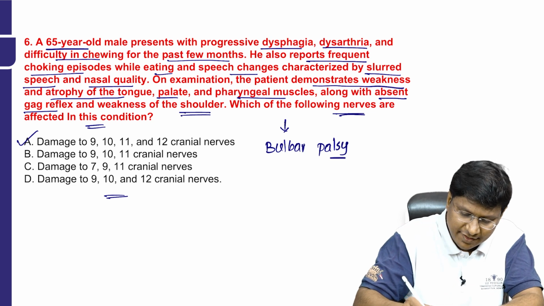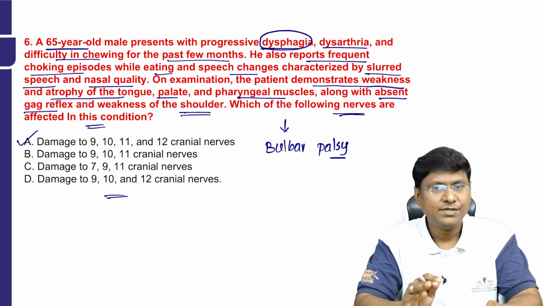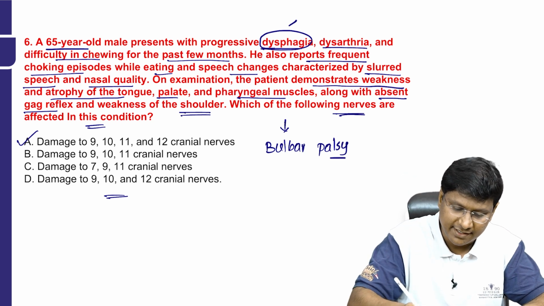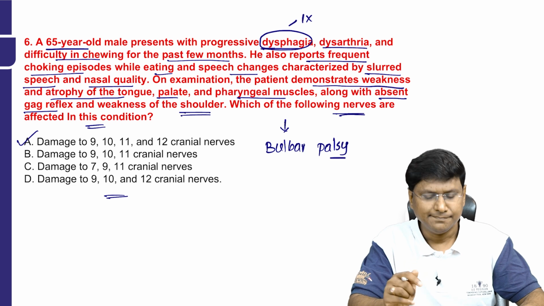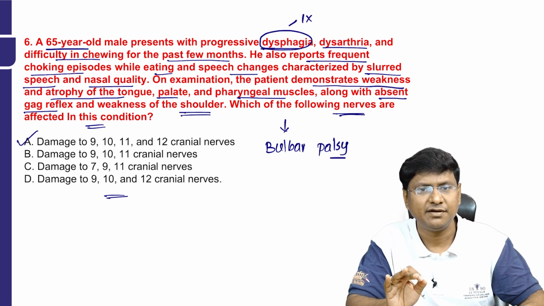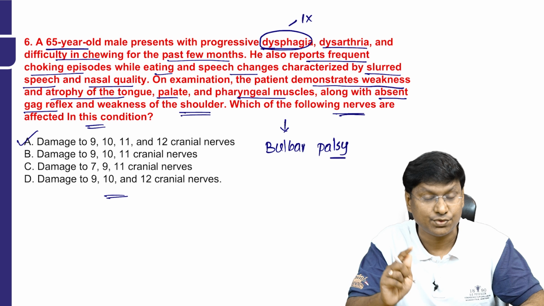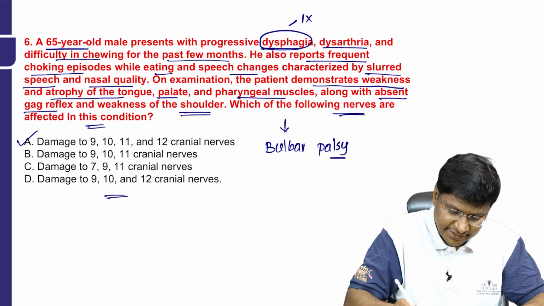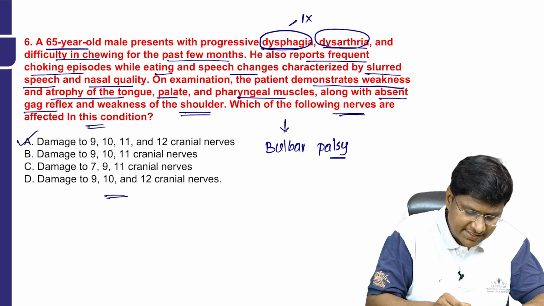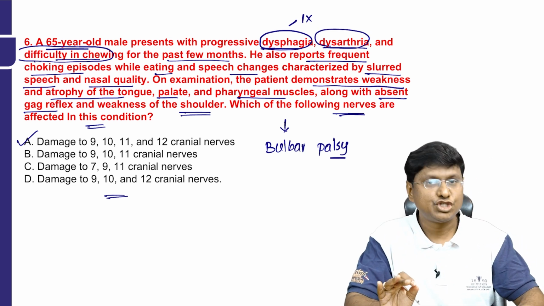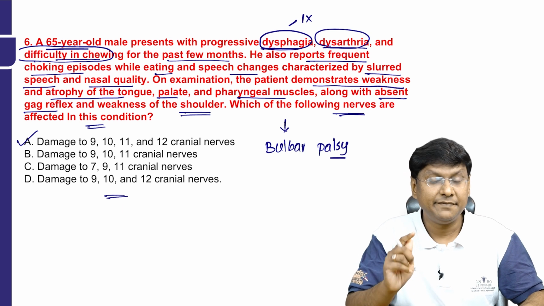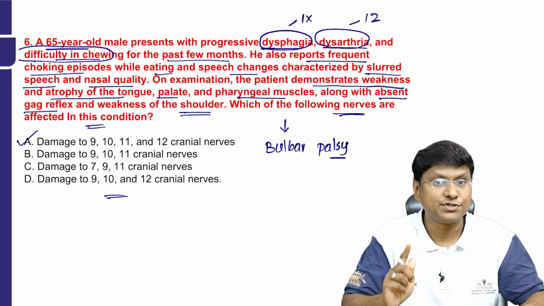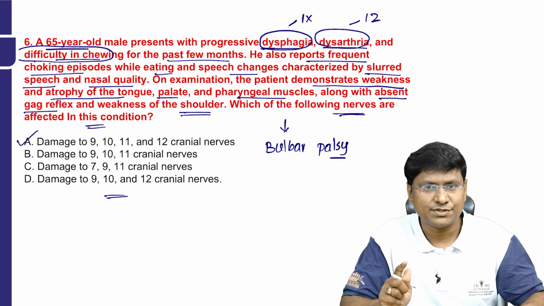So the patient is having dysphagia. What is the cranial nerve which is being affected? That is the ninth cranial nerve, the glossopharyngeal, because the glossopharyngeal is responsible for innervating the pharyngeal muscles which are required for swallowing. The next important point is that the individual is also having dysarthria as well as difficulty in chewing. That means the individual has paralysis of the tongue, which corresponds to cranial nerve 12.